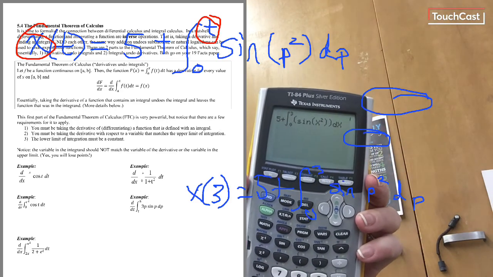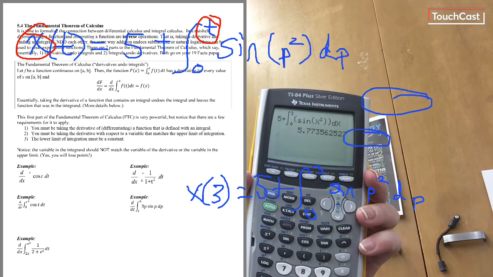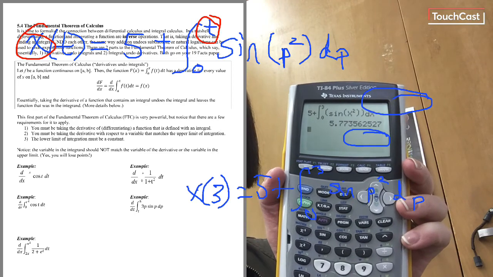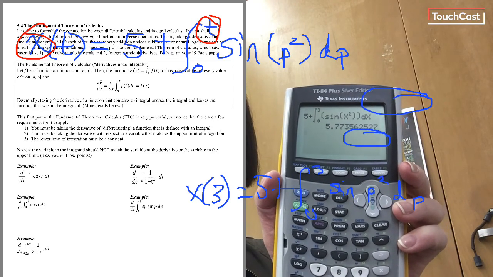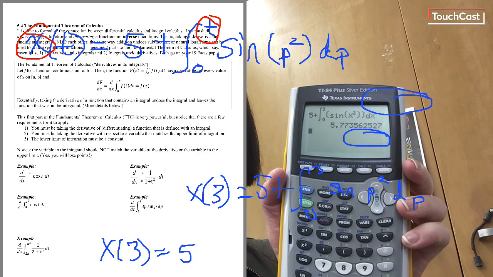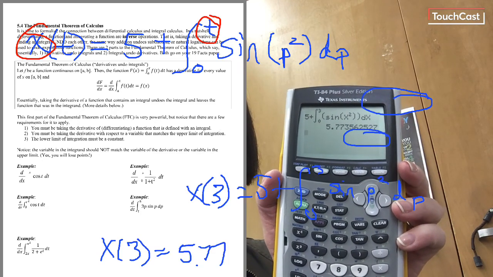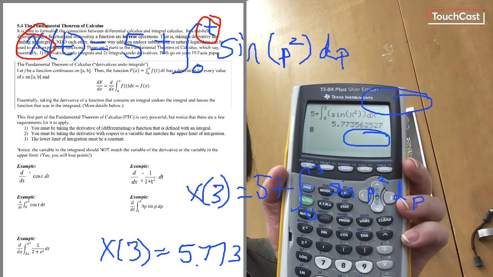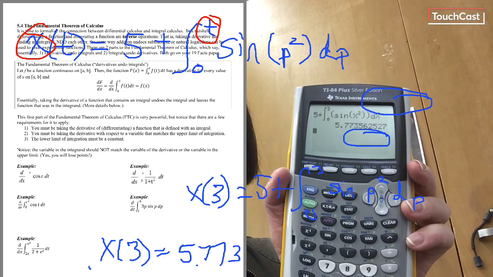And then hit enter. And I'm going to know the position of the particle is, I'm going to label my answer too, so I'm going to write x of 3 equals 5.773. Notice the 4th decimal place is a 5, so if you round it up to 5.774, that gets credit too.